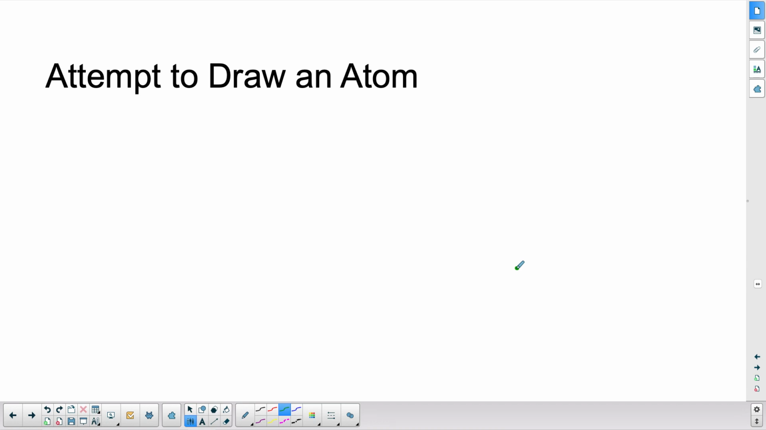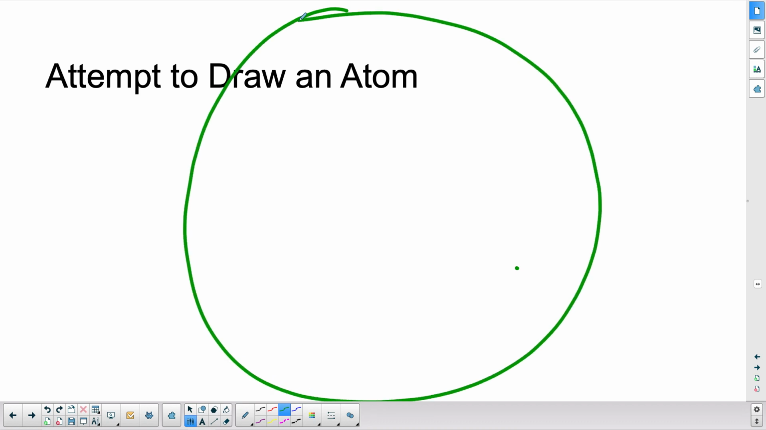I am going to draw as big as I can on there. And now I'm going to put a dot in the center of your piece of paper. No way. Pen is off.